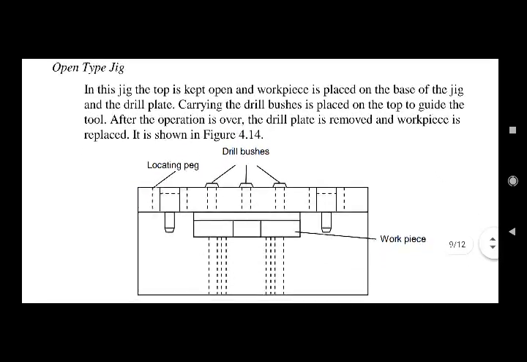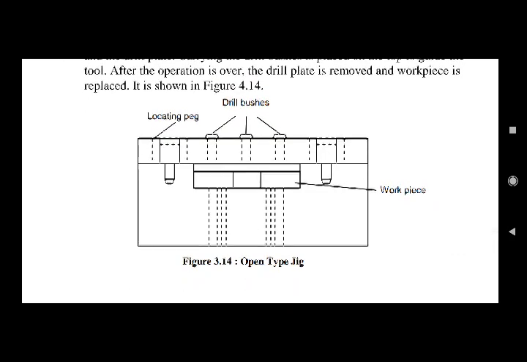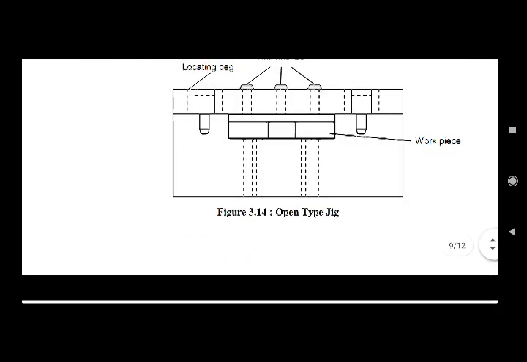Next is an open type jig. You can see it in the diagram. In this jig, the top is kept open and the workpiece is placed on the base of the jig, and a drill plate carrying the drill bushes is placed on the top to guide the tool. After the operation is over, the drill plate is removed and the workpiece is replaced. This means a number of operations or a number of workpieces can be done simultaneously.